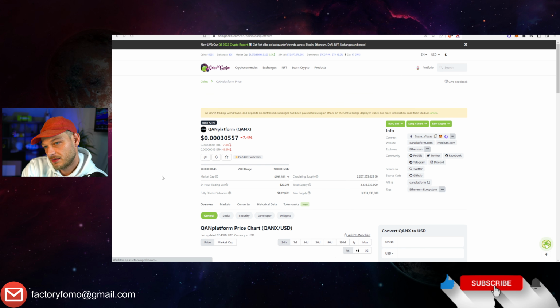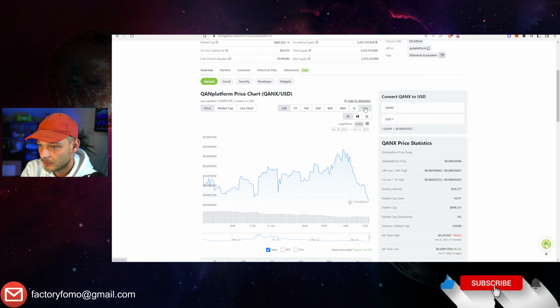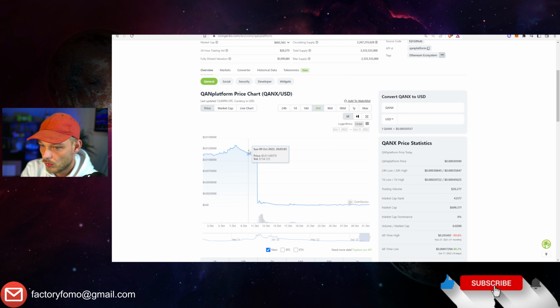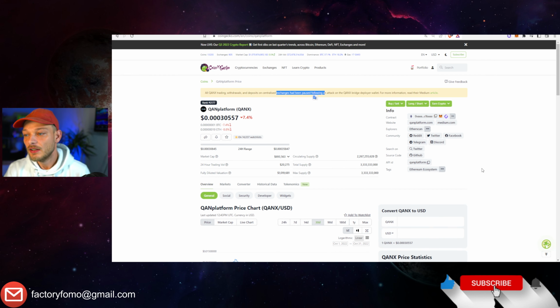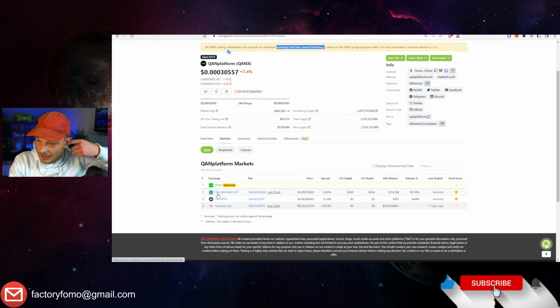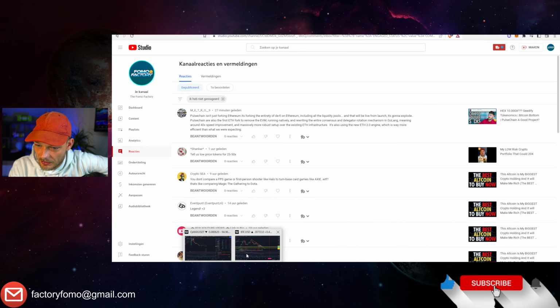What happened right here? All trading, withdrawals and deposits on centralized exchanges have been paused following an attack. And an attack it was. Whoa. It was like a cent, and it's now worth less. So you cannot buy this anymore. That's too bad. I don't even really know this project, but it's messed up.